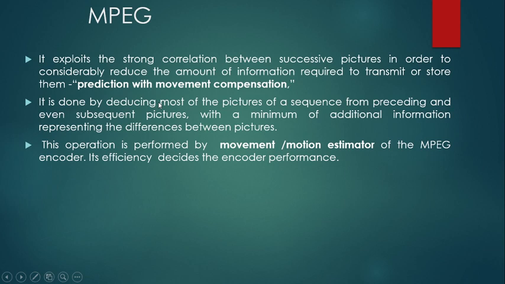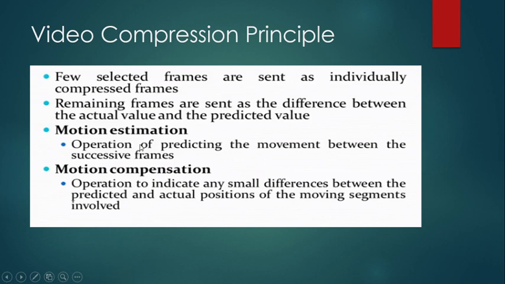Okay, so what we are going to do is deduce most of the pictures of a sequence from the preceding and even subsequent pictures, with the minimum of additional information representing the differences between the pictures. So this operation only we are going to do, that is the movement or the motion estimator. This only is going to decide the performance of our encoder. So these are the two basic principles which you should understand, that is motion estimation and motion compensation. This we will deal with in detail when we are seeing the MPEG encoding section.